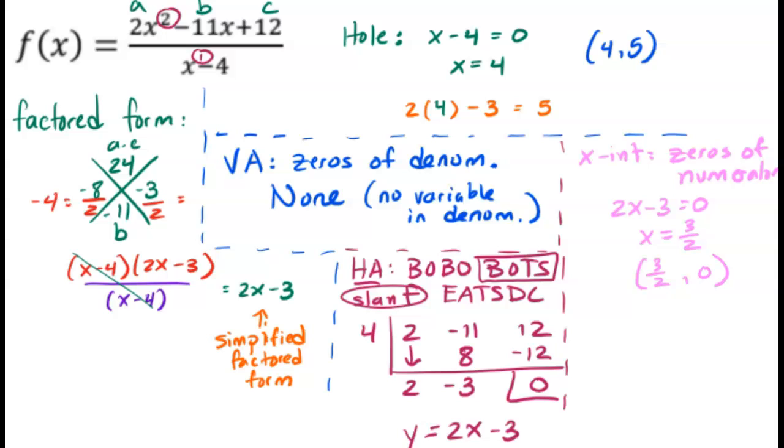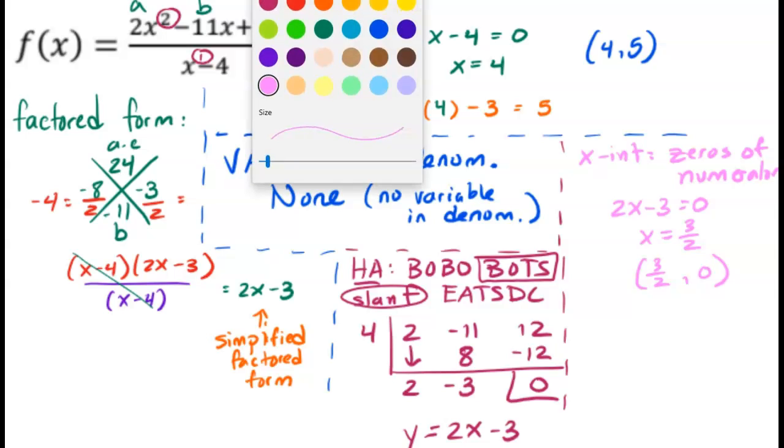How do we find the y-intercept? Running out of colors here. What should I do?